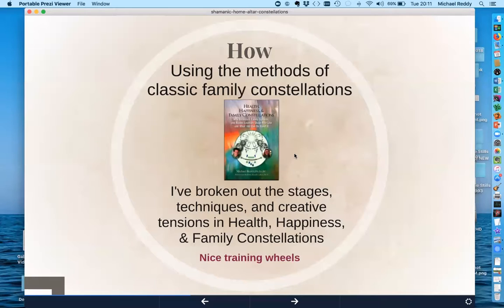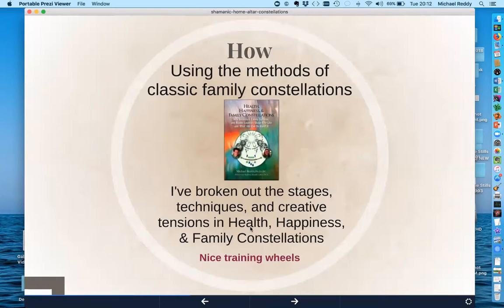In chapter 2 of Health, Happiness, and Family Constellations, I've broken out the stages, techniques, and creative tensions of classic family constellations. I don't know anyone else who's done that. I've done that because I'm a former cognitive scientist, and that's the kind of thing that we like to do: to figure out what people are doing. Can I name the things that people are doing here? There are nine things that cover most of what I saw everybody doing among the facilitators I trained with, and most of what I do. And again, these are like the training wheels. They're not supposed to limit you. They're supposed to be there for you when you need them.